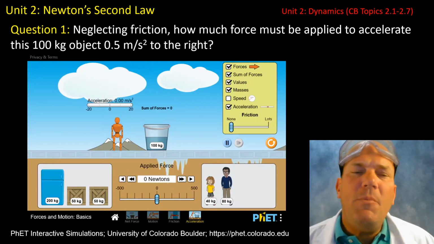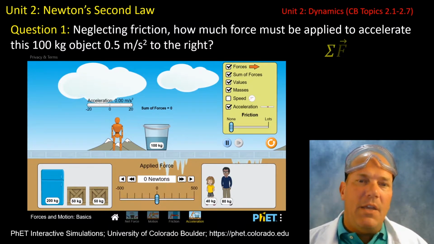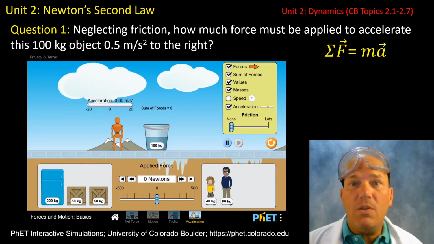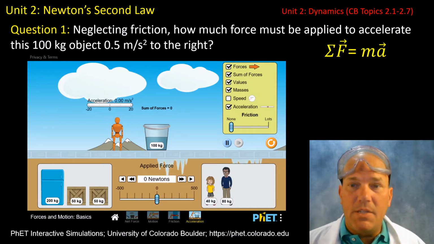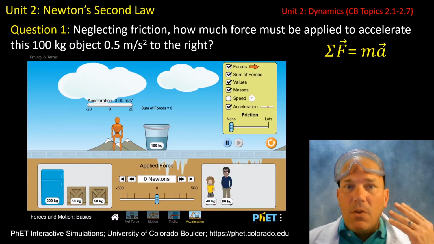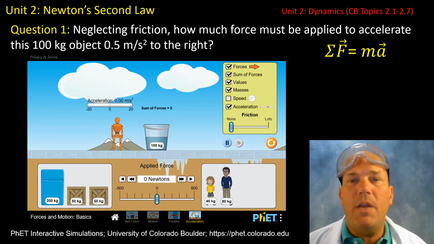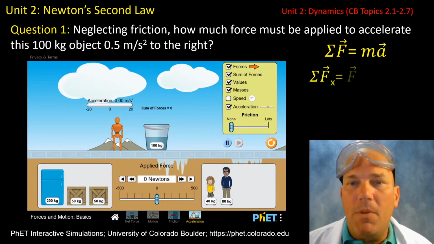Okay, so I'm going to be using a PhET simulation here, as you'll see that I'll use really throughout the course. I would always encourage you to hop online and go to this website and check it out yourself. So Newton's second law, the net force equals mass times acceleration. Let's go ahead and solve this problem.